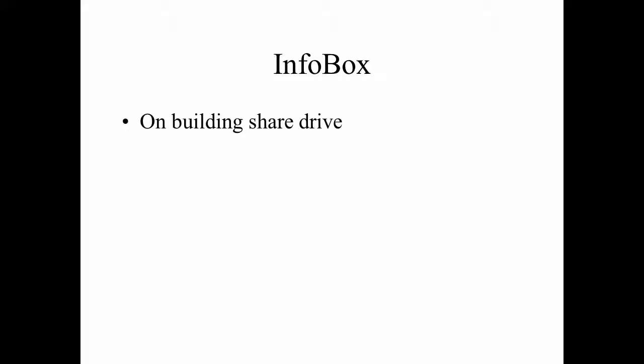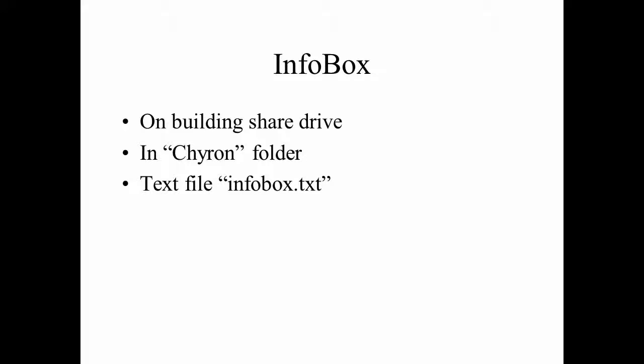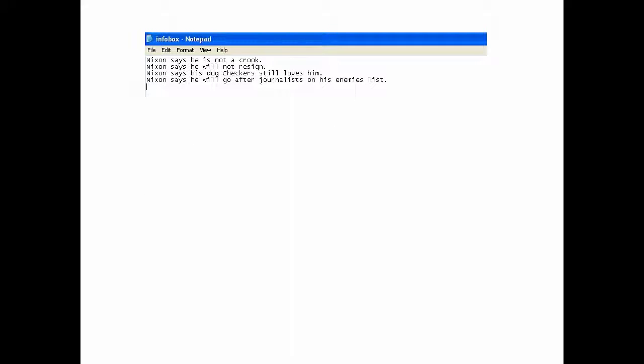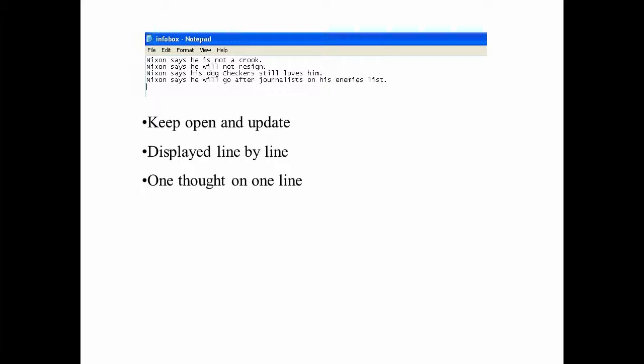On the building's share drive, go to the chyron folder. Inside the chyron folder, you'll see a text file called infobox.txt. You can open this file and type information that will appear on screen. You can keep this file open and continue to update information. The information will be displayed by line. Put one thought on one line and then hit Enter to start a new thought on a new line. When you update the text, hit Save. Information that is not saved cannot be read and displayed.